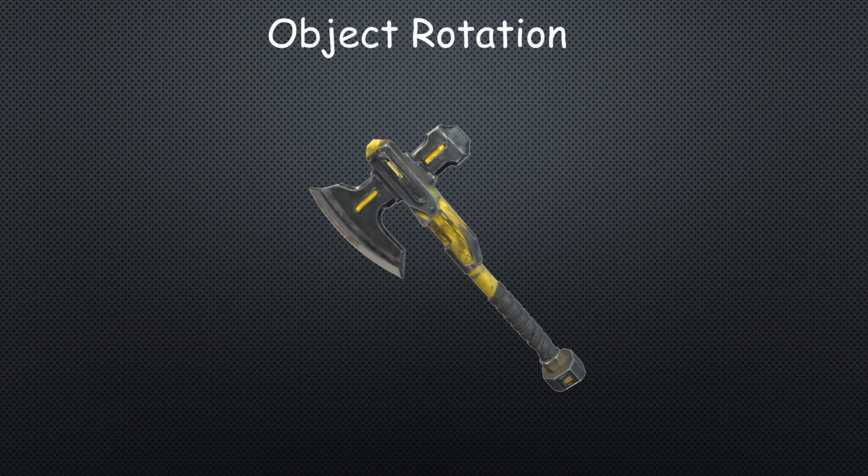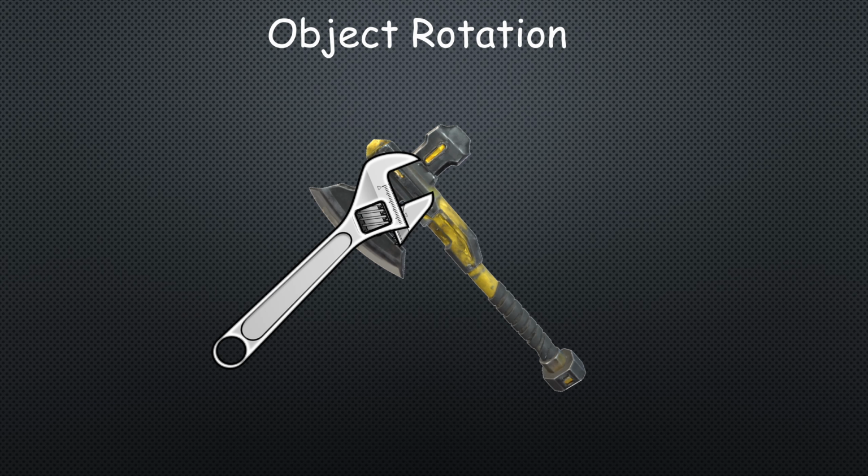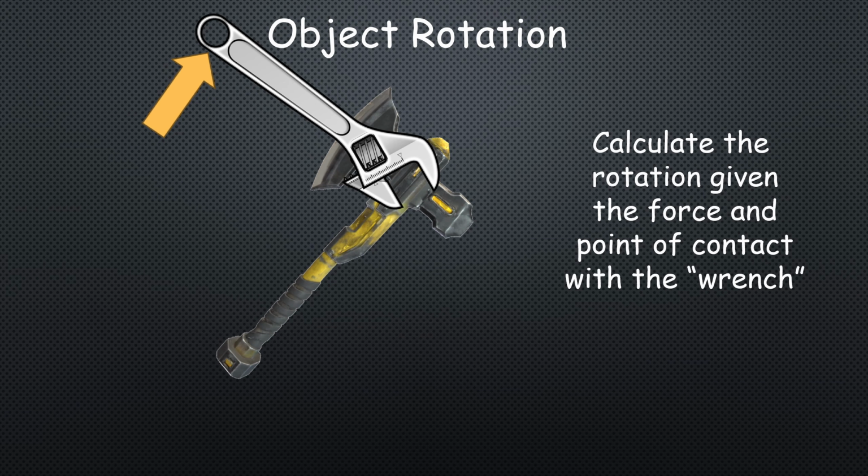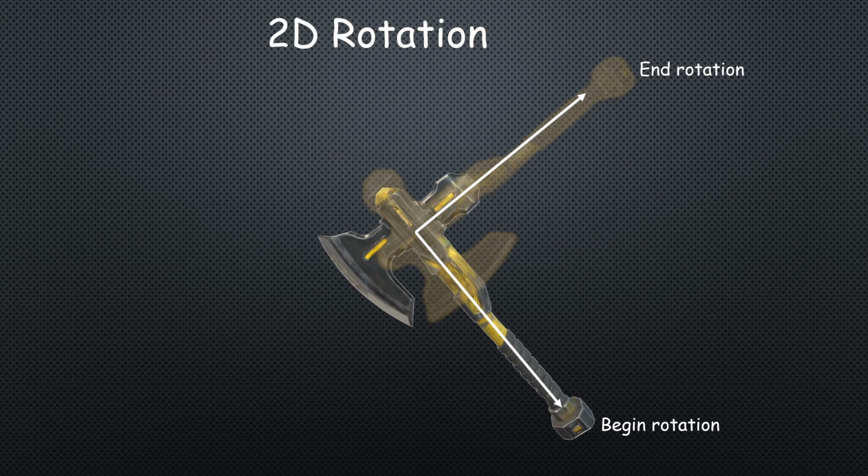Now imagine that there is some virtual wrench which is holding the object by its head. When a force is applied to this wrench, we expect the object to rotate. Our aim is to calculate this rotation. To make things simpler, let's see how this works in 2D. So we have the object lying on a plane and rotating around its center of mass.